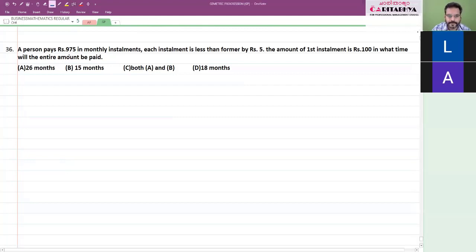A person pays rupees 975 in monthly installments. Each installment is less than the former by rupees 5. The amount of the first installment is 100. In what time will the entire sum be paid?